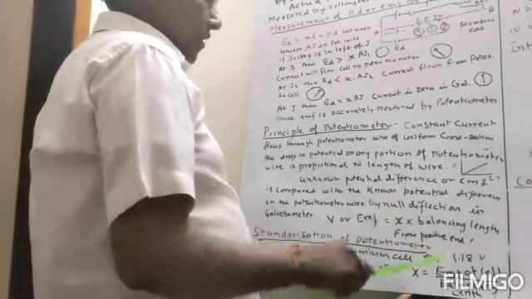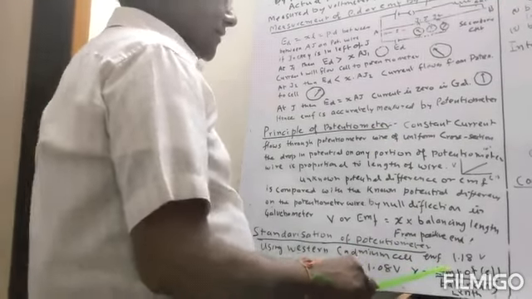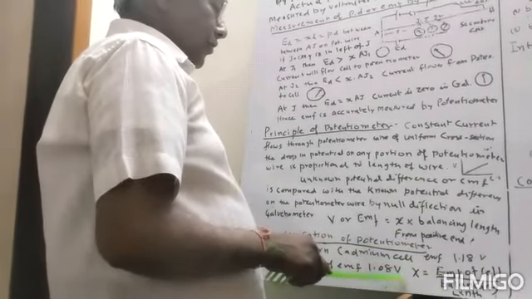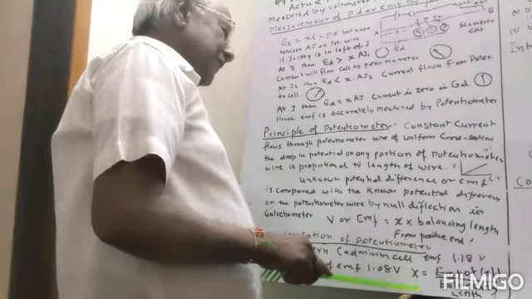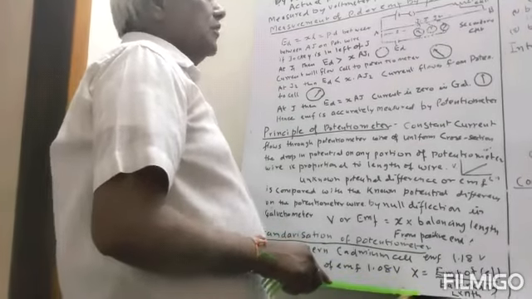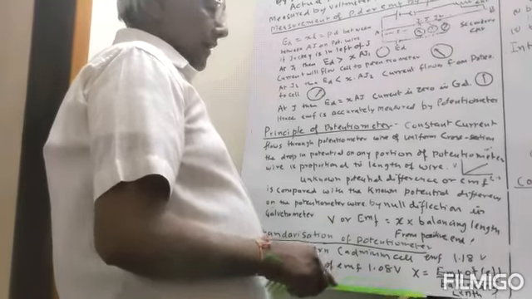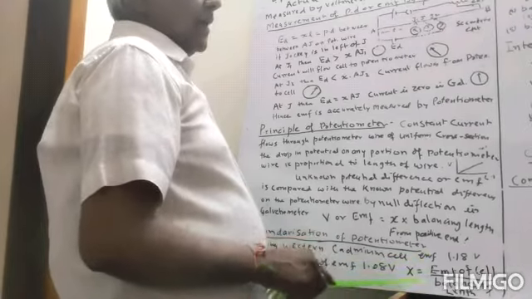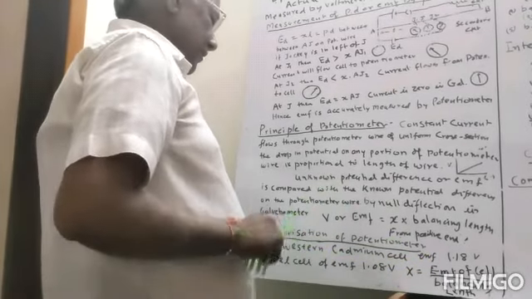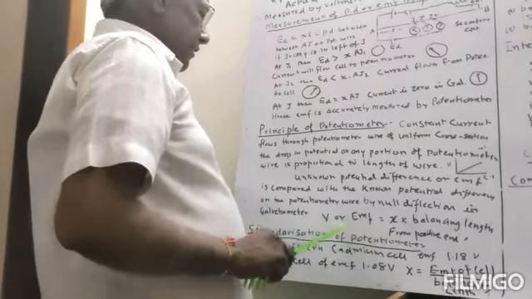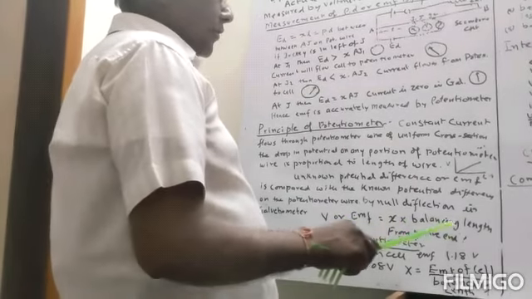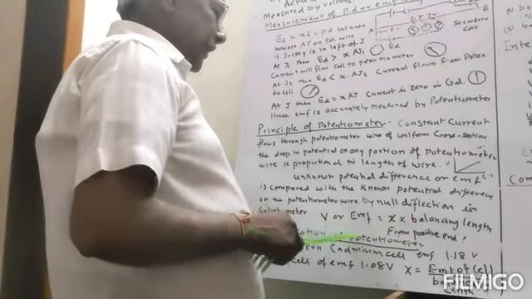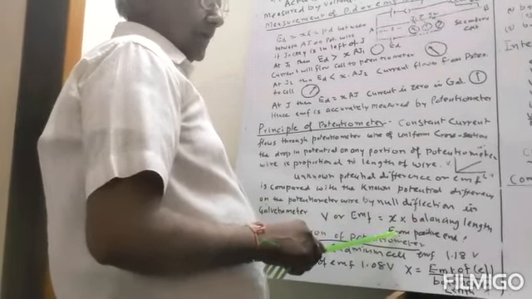X is equal to the EMF of the Daniell cell, which is 1.08, divided by the balancing length, and that's it. So the potential gradient can easily be found with the help of standardization. Here we use the standard cell, generally the Daniell cell, and we find the balancing length. Then ED will be equal to x into balancing length. So x will be ED by L. We know the ED, so we can find the value of x.